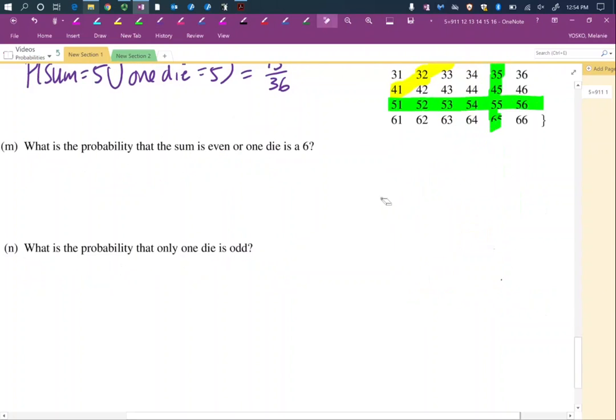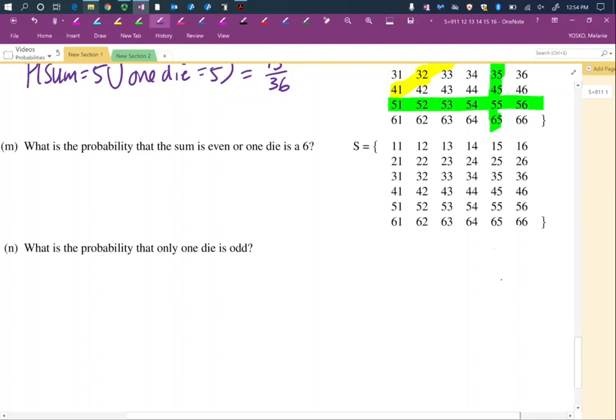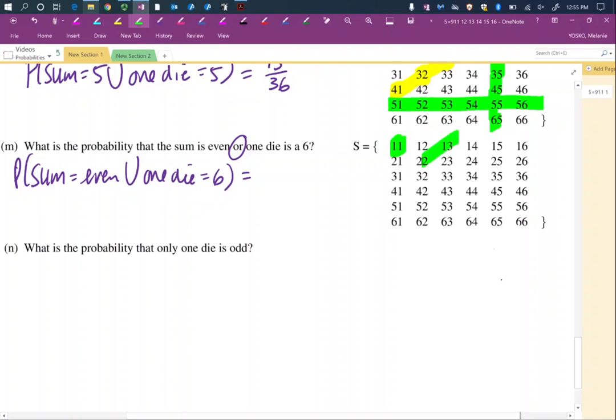What is the probability the sum is even or one die is a 6? Probability sum is even or means union. One die is a 6. So the sum is even. Well, that's going to be 2, 4, 6, 8, 10, and 12. Those are the ones with even sums.